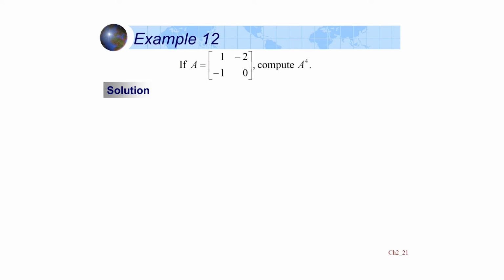Another example, again from the view of complexity: how to quickly compute A to the power 4.